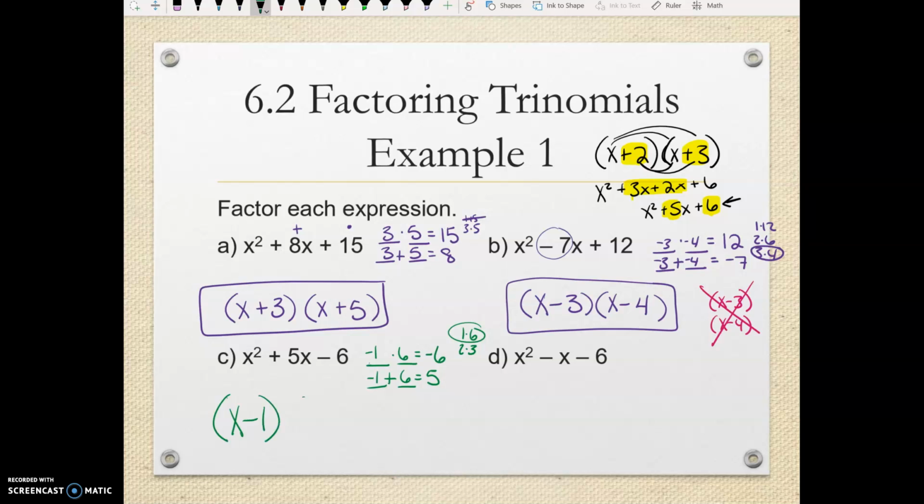X minus 1, x plus 6. Or x plus 6, x minus 1. Just don't stack them vertically. Make sure you write them horizontally. All right, why don't you pause the video and try D on your own?